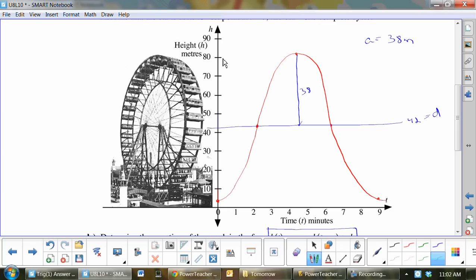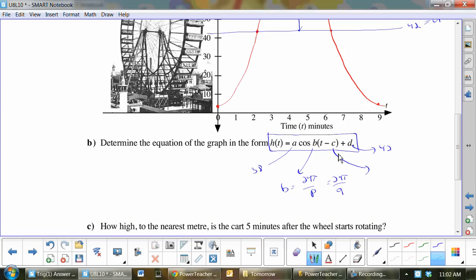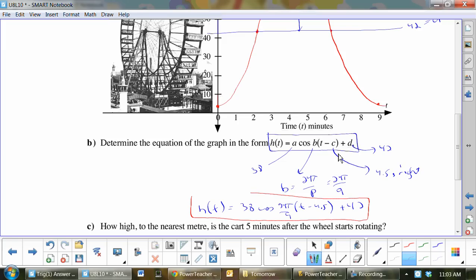It has been shifted over how far? 4.5. So C is 4.5, in this case, seconds. Any questions here? Anything that I have to clarify? We're all good? So then you've got h of t equals 38 cos 2 pi over 9, and this would be t minus 4.5, plus 42. Now, if you haven't been coming to class, good luck getting that thing.